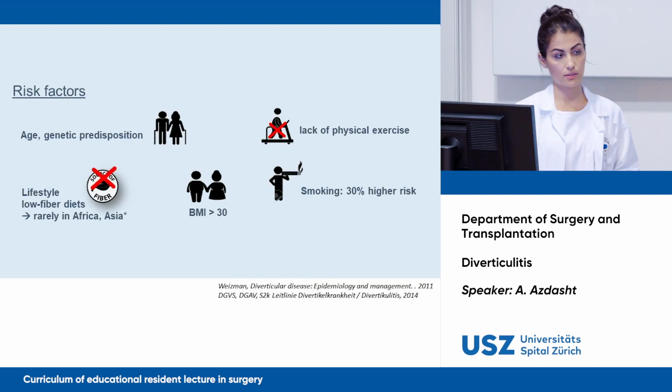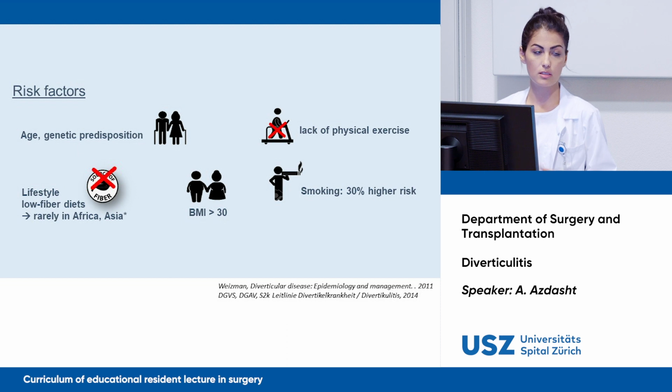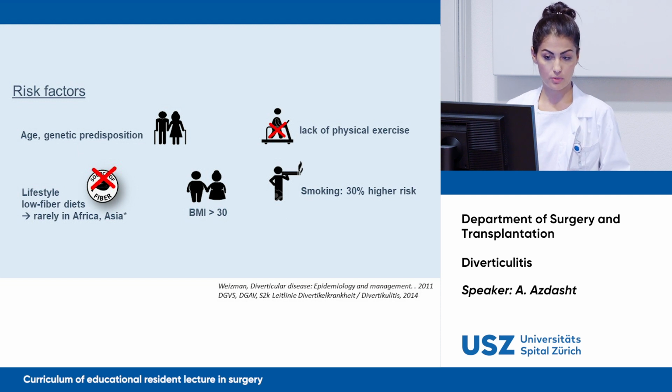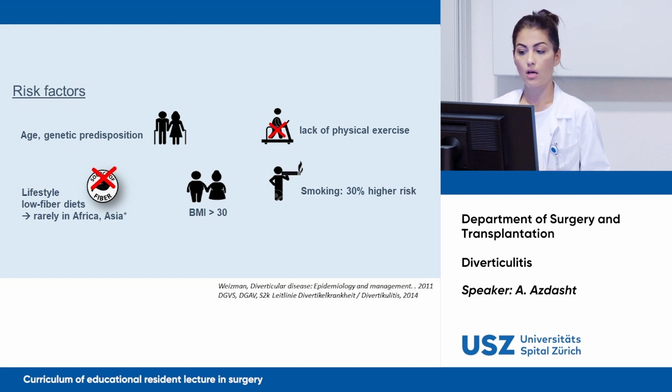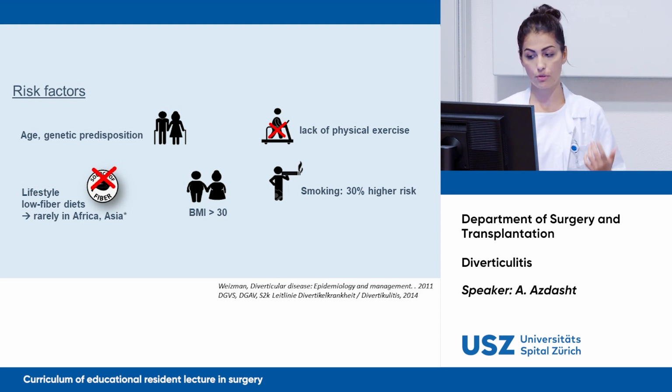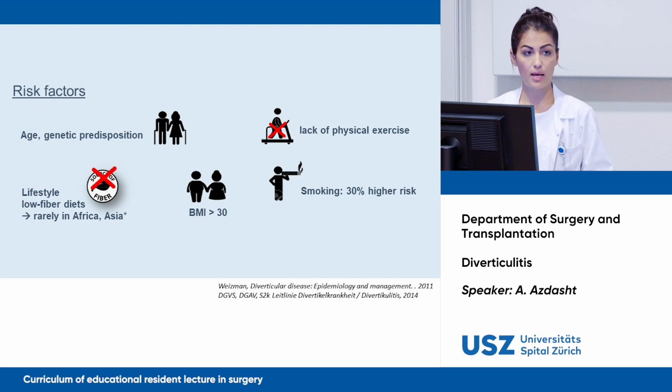There are different risk factors. Some of them are modifiable and some of them are non-modifiable. So non-modifiable, we have the age, as well as the genetic predisposition. Modifiable are lifestyle factors such as lack of physical exercise, smoking, which increases the risk up to 30%, or a BMI of 30 and higher, as well as low fiber diets.